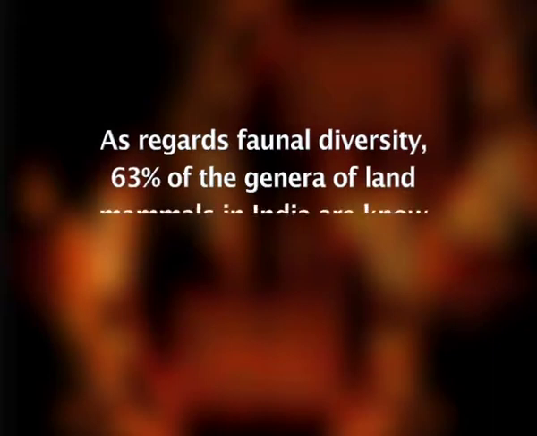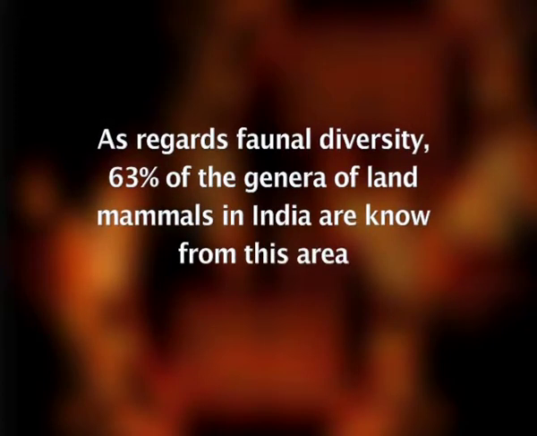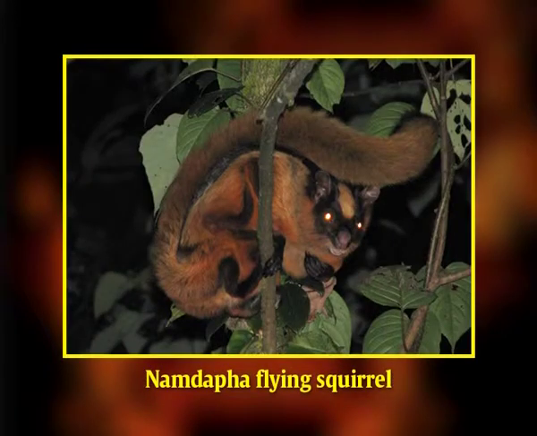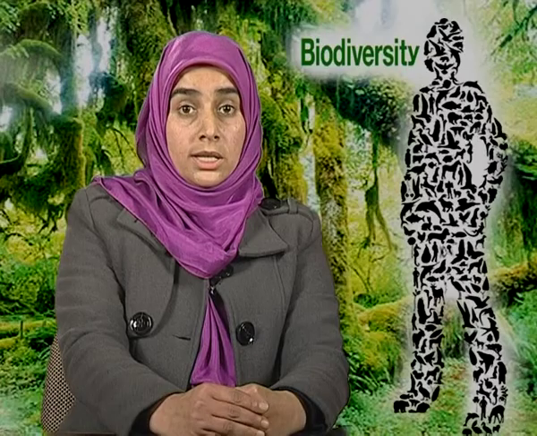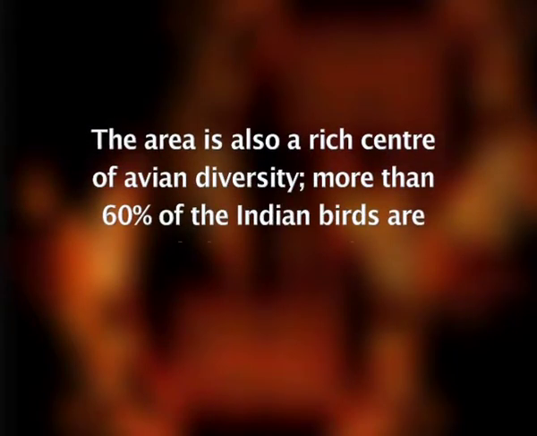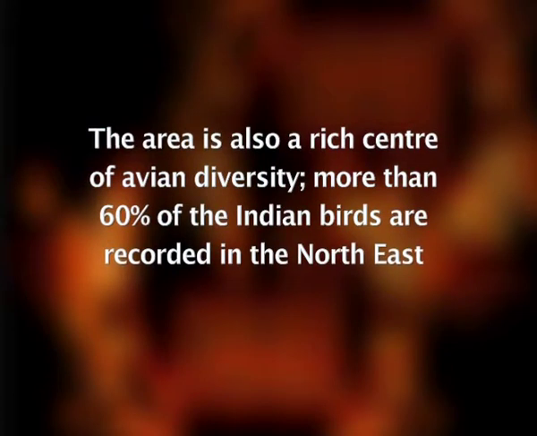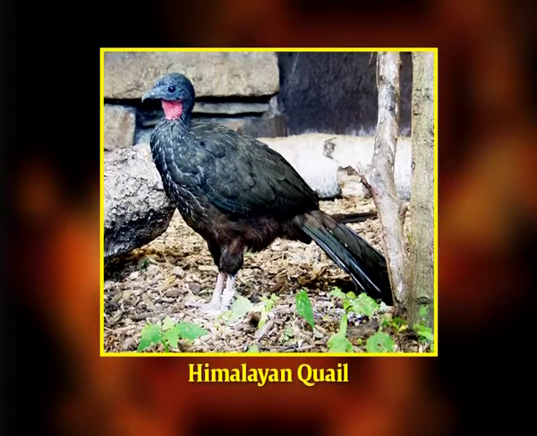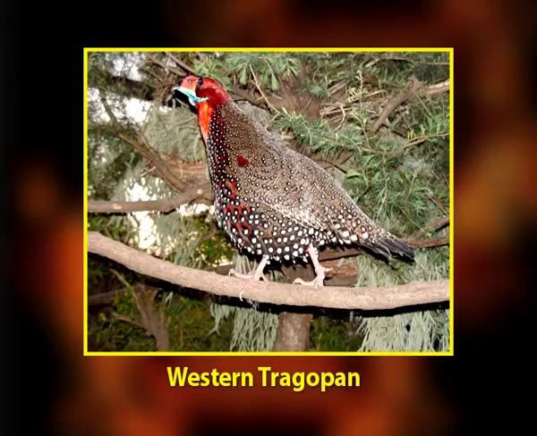As regards faunal diversity, 63% of the genera of land mammals in India are known from this area. During the last 4 decades, 2 new mammals have been discovered from the region, the golden langur from the Assam-Bhutan region and the Namdapha flying squirrel from Arunachal Pradesh, indicating the species richness of the region. The area is also a rich center of avian diversity. More than 60% of the Indian birds are recorded in the northeast. A few threatened endemic bird species include the Himalayan quail, cheer pheasant, and western tragopan.